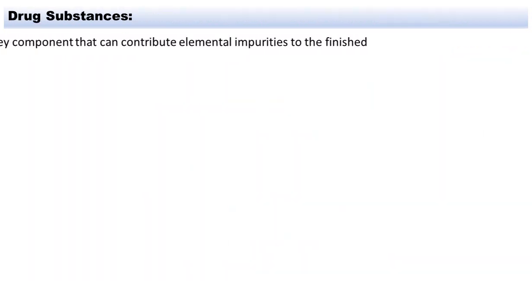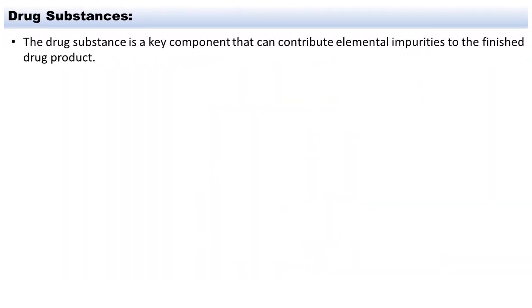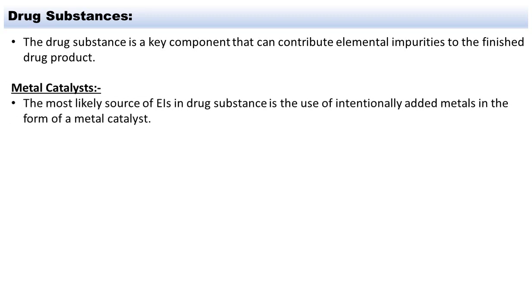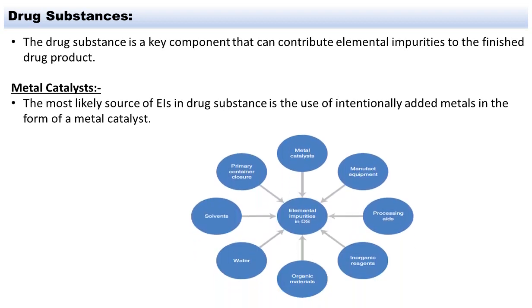The drug substance is a key component that can contribute elemental impurities to the finished drug product. The most likely source of elemental impurities in drug substance is the use of intentionally added metals in the form of metal catalyst. Elemental impurities in drug substance are from the metal catalyst, manufacturing equipment, processing aids, inorganic reagents, organic materials, water, solvents, and primary container closure.